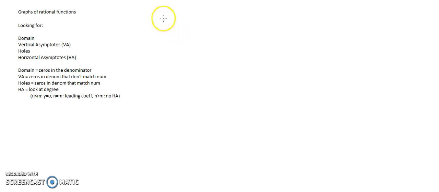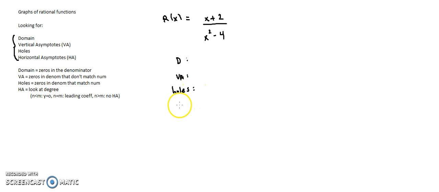Let's start with the function r of x is equal to x plus 2 over x squared minus 4. Okay, and we want to get to a graph of this. Again, you don't have to graph entirely on your own, but you should be able to get these key features. So the four things that we should be able to find now, after seeing the other videos, are the domain, the vertical asymptotes, the holes, and the horizontal asymptotes. This is if they exist, because not all these things are going to exist every time.